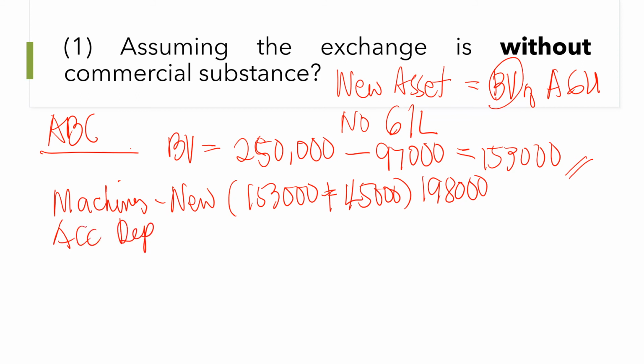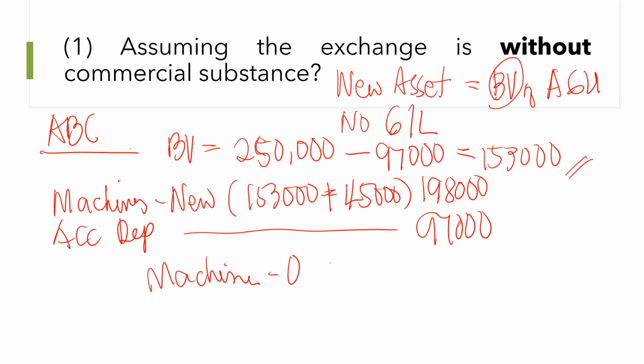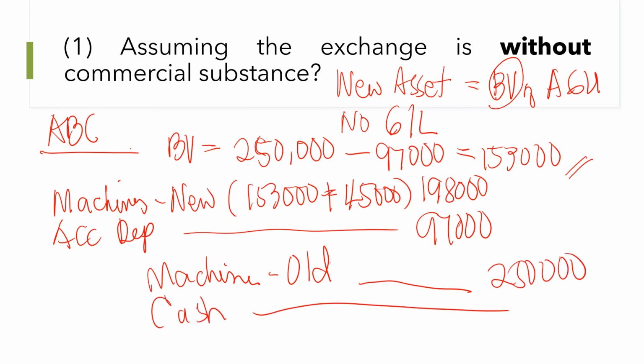So, accumulated depreciation, this is 97,000. We have to credit machinery, yung original cost, this is old, for 250,000. And credit cash for 45,000. So, let's try to check. Our credit is 250 plus 45,000, that is 295. Our debit is 198,000 plus 97,000, that is also 295,000. Ayan. How about for XYZ?